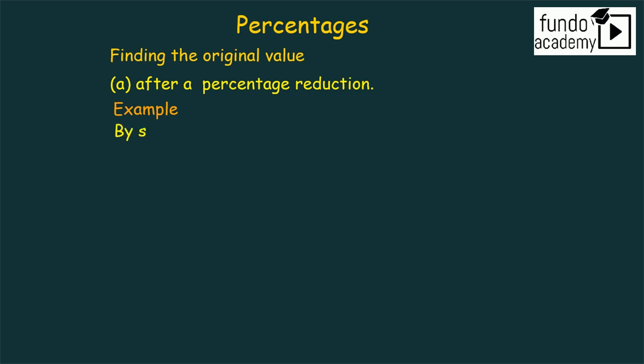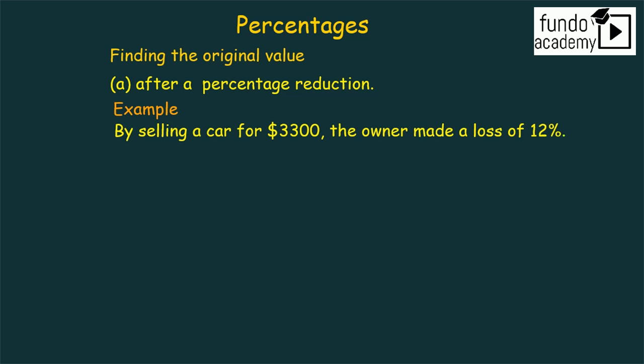So in this example, we are saying by selling a car for $3,300, the owner made a loss of 12%. So calculate the cost price of the car. All right, so this is a question here. You may want to attempt this problem before you check out my solution. You may pause this video and start working on this, and I'll give you just 4 minutes to work on this one, and afterwards I want you to play back this video and see how I'll be working this one out.